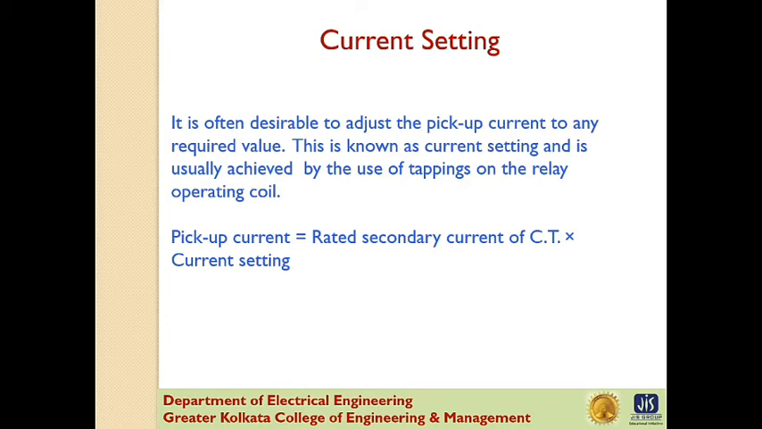The current setting plug multiplier usually ranges from 50% to 200% in steps of 25% for an overcurrent relay, and 10 to 70% in steps of 10% for an earth leakage relay. The desired current setting is obtained by inserting a plug between the jaws of a bridge type socket at the tap value required.